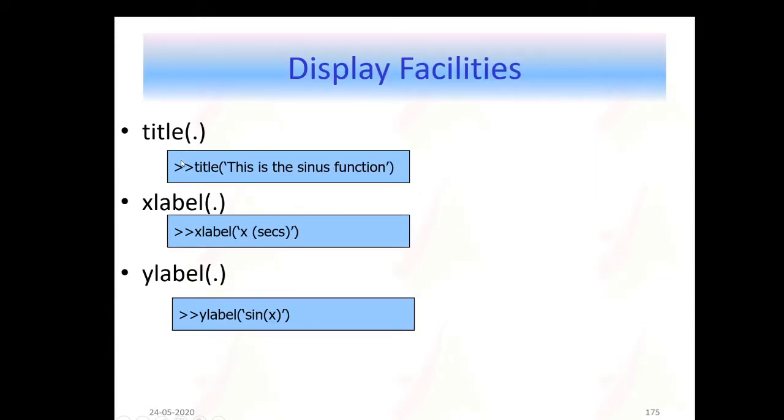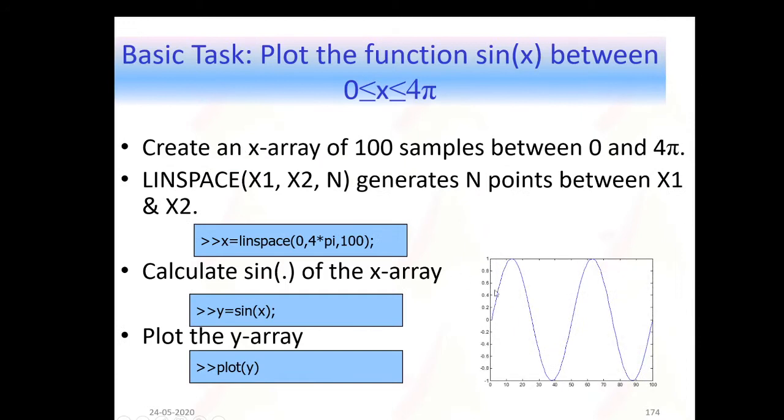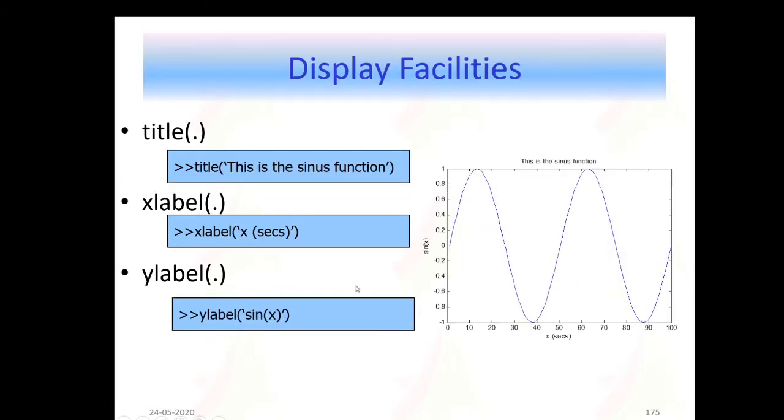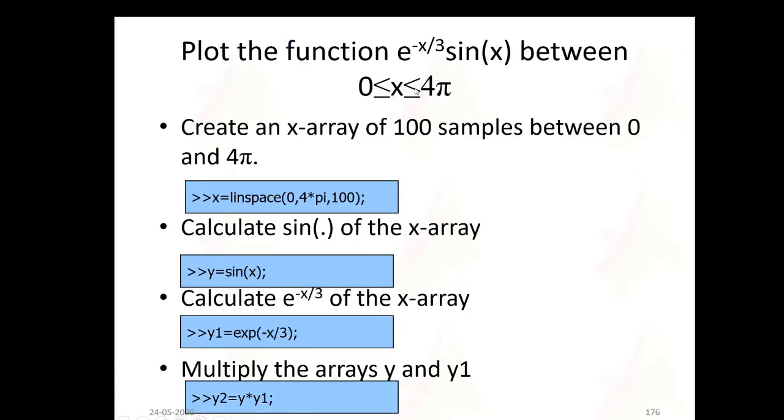Now if you want to give a title, the function is title with the given name within quotes, it is the sine function. You can give the x label and the y label. You can see the difference between the previous one and now: there is no title, x axis and y axis. But now after giving these functions title, x label, y label, you are getting the titles and x values and y values. Okay, you can see here.